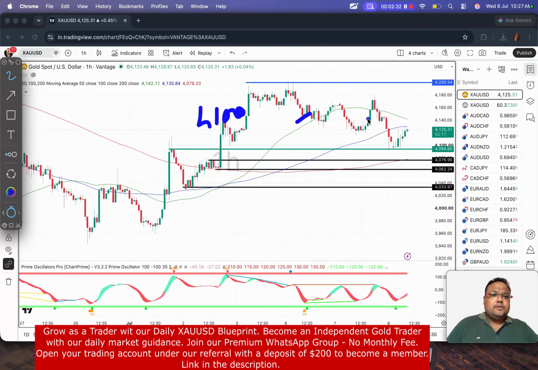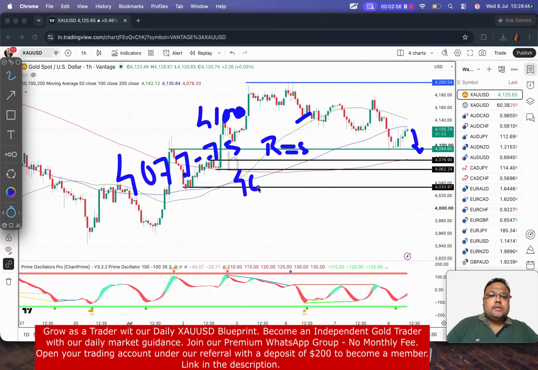So this is the current situation. During the day, if market drops again, where is the next support? The next support is around 4077-75. The first black line that you see here is the next support. Why are we considering it? Because the previous resistance will be working as support. The second support on the chart of gold is around 4062-60. The second black line that you see here is the second support. Why are we considering it? Because market took support here previously.